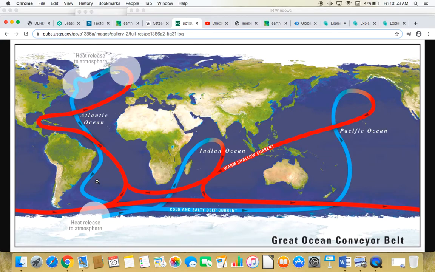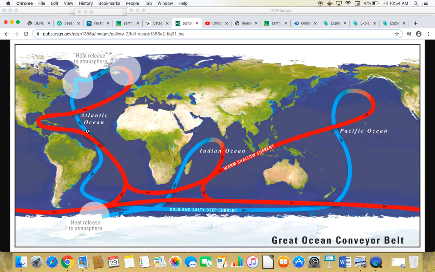The red currents are ocean currents at the surface. The blue ones are deep ocean currents. So I had a great image about this I wanted to show you. Forget it. All right, here's the deal. Notice that these ocean currents, the one current can go over the other. This is because this one's going on top of this one. The arrow shows which way it's going.